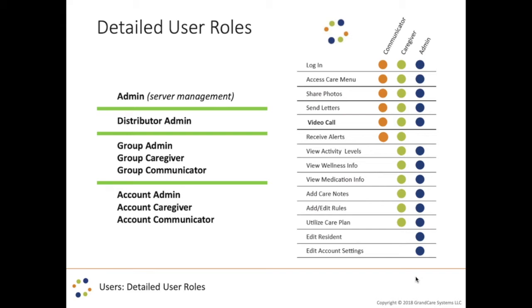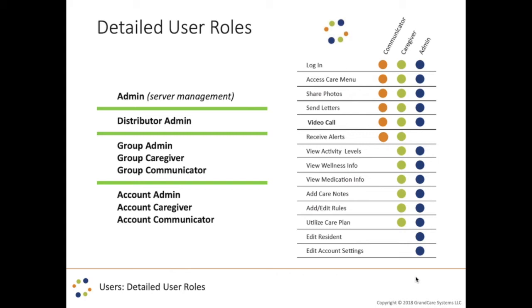Now you'll notice that if you look on the left here, in addition to the distributor admin and then the groups and also account level users, there's also this one at the top that's just labeled admin server management. And that typically means that you work for GrandCare or you manage a server for a region or something like that. It's not a typical role that you would have, but just so that you're aware that that's what that is. Now over on the right, here's the good stuff.